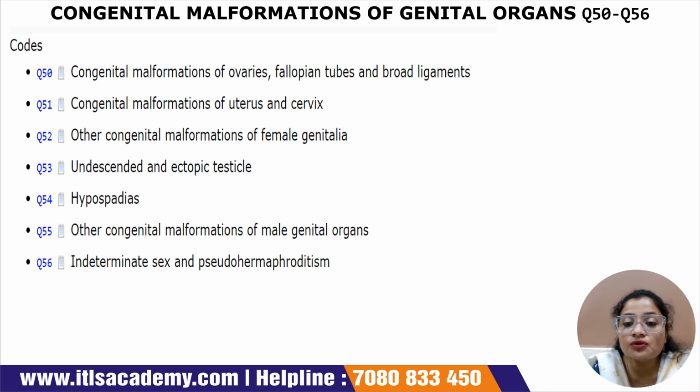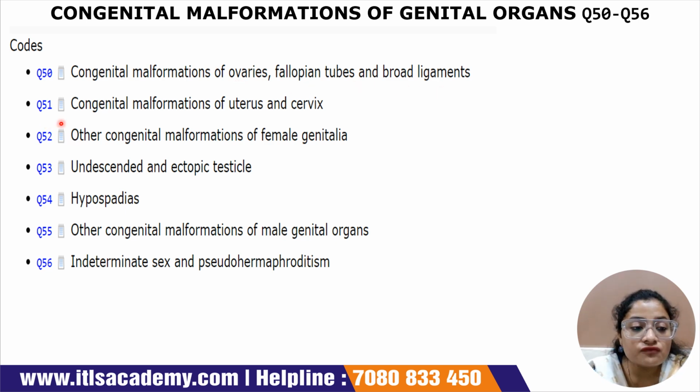So they are running from Q50 to Q56, and they correspond to congenital malformations of genital organs. So let's see what the different codes are. Again, we can see that they are following the chronological manner, so no need to highlight anything. First is Q50, which corresponds to congenital malformations of ovaries, fallopian tubes and broad ligaments.